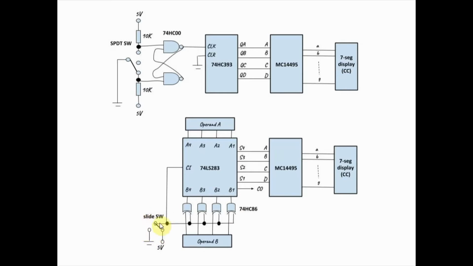For subtraction, we set the slide switch to 5 volts. Therefore, we have logic 1 going into the carry-in, and we have logic 1 going into this circuit. The output of this circuit would then be the ones complement of operand B. The ones complement of operand B is then added to the carry-in to give me the twos complement. And the output would therefore be operand A plus the twos complement of operand B.